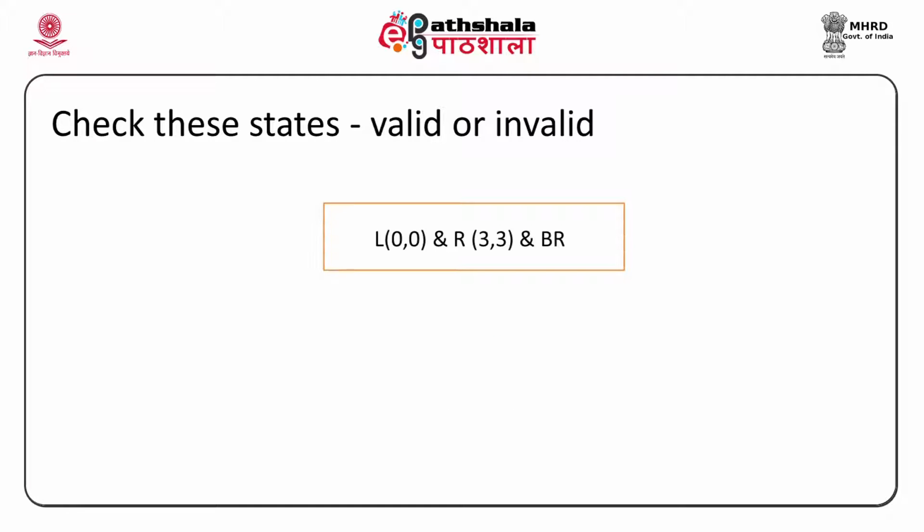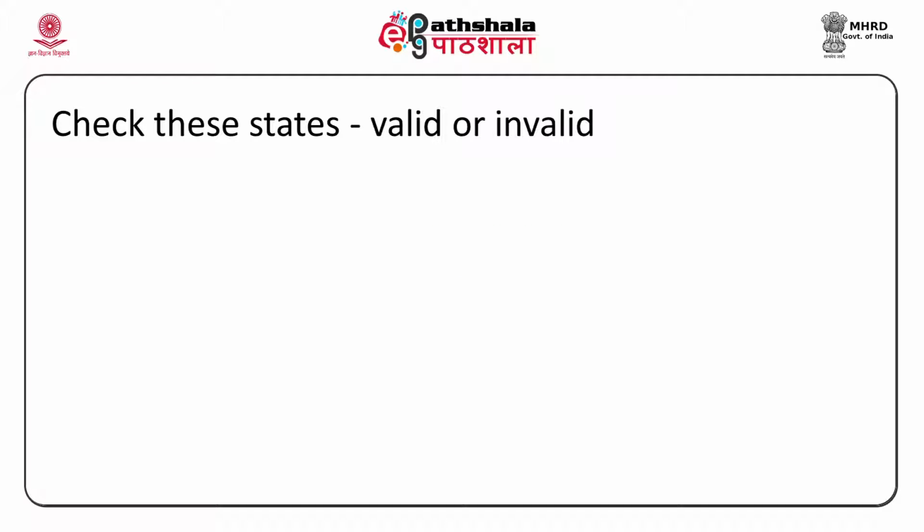Okay. What about this state? Number of missionaries and number of cannibals, again you can see that is quite similar to the state that we have seen before, this one. Okay. It is a valid state. In fact, you can see that this is the initial state while this is the final state. We want all missionaries to move from left side to right side. Okay. So, this also is a valid state.